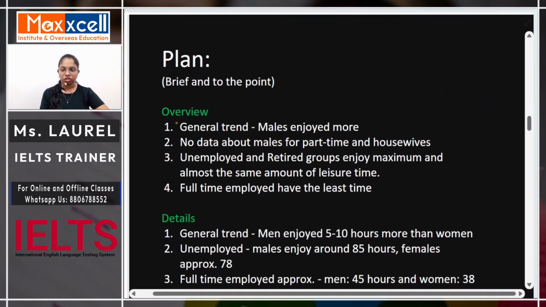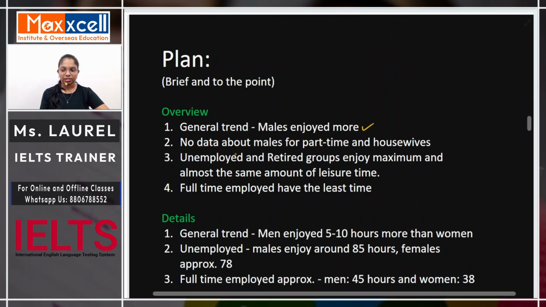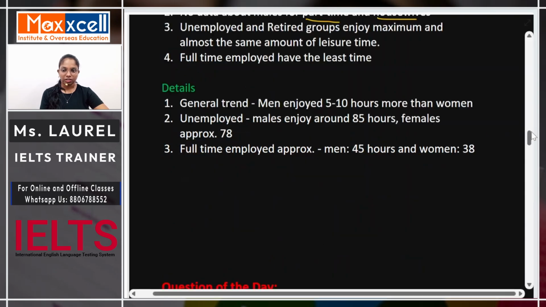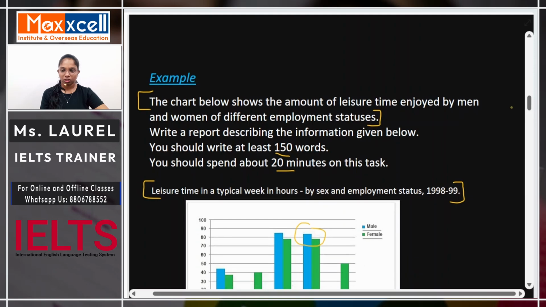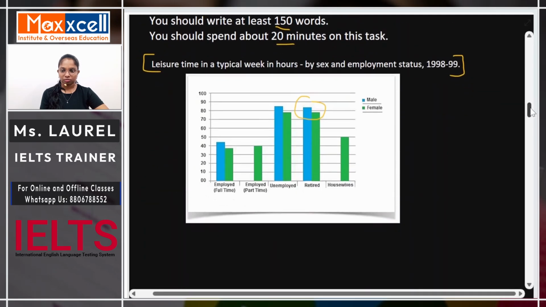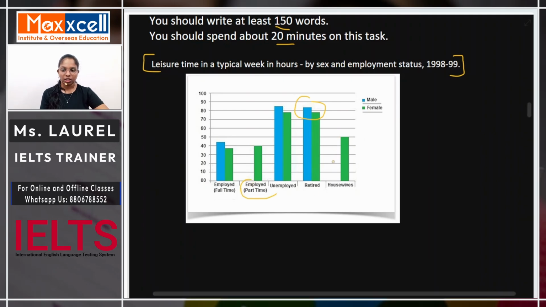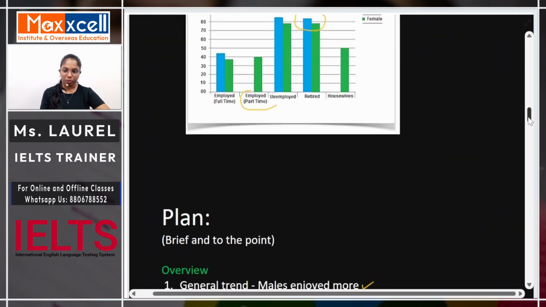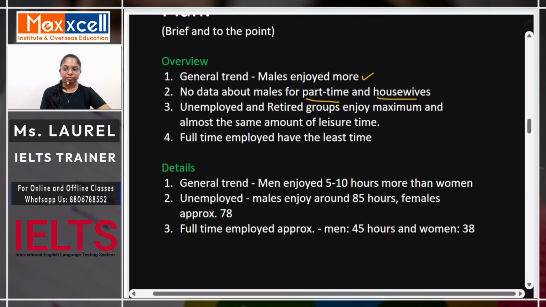So here you can see the general trend: males enjoyed more leisure time than females. The second point that I have noted down here is that there is no data for males for part-time and housewives. Here you can see, for this part, employed part-time, there is no data for males, right? There is no blue column at all. And here again, for housewives, there is no blue column. So data is missing. That is the second point that I have noted down.